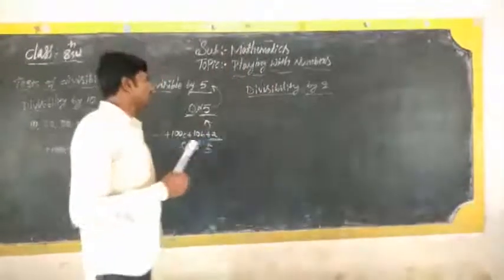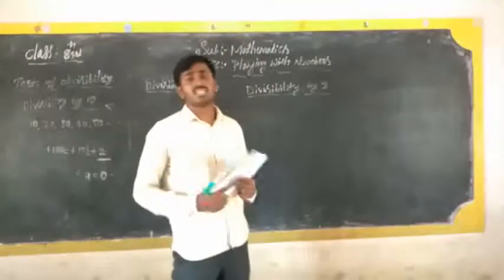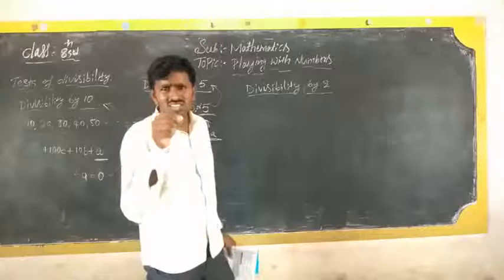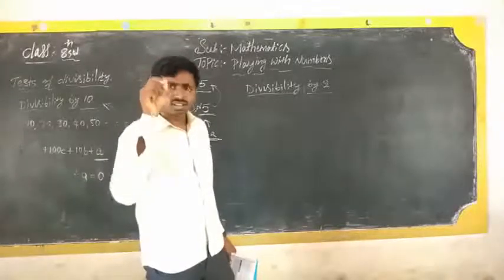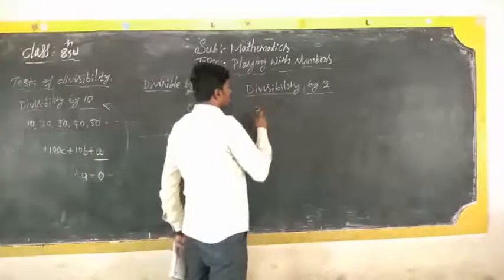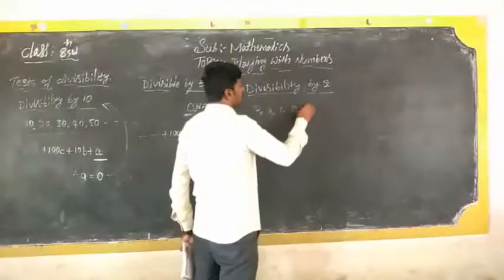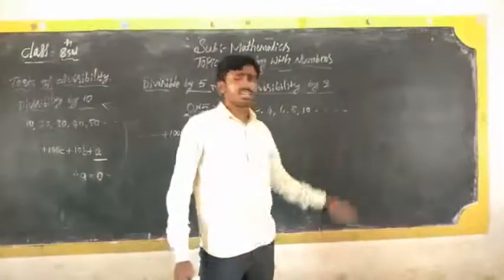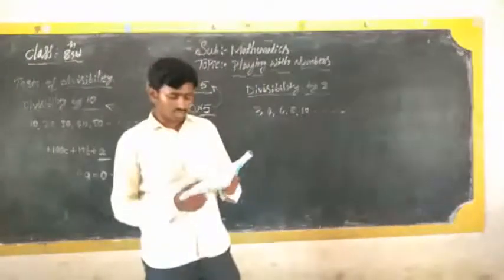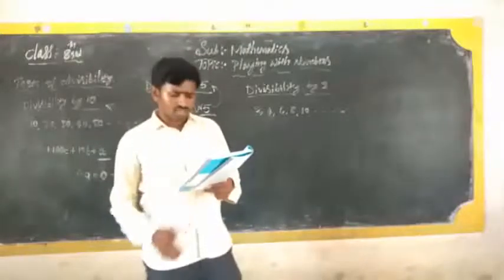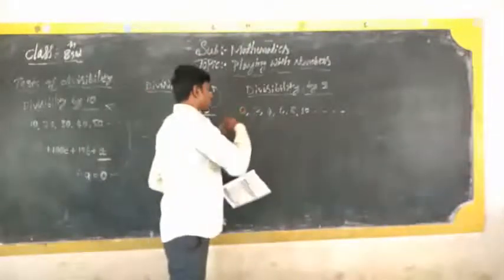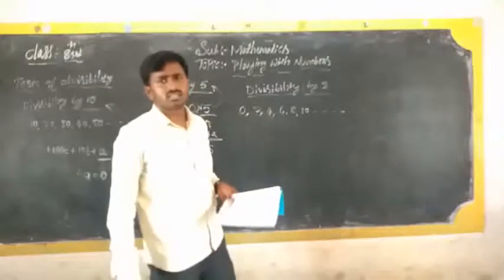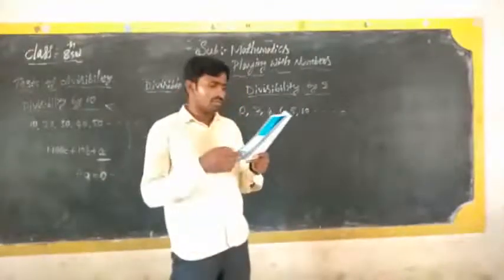The numbers which are divisible by 2 are all the even numbers. The last ones digit must be even. For example, 2, 4, 6, 8, 10, and so on. Understood that? So the last digit A must be 0, 2, 4, 6, 8, like that. Yes. So this is divisibility by 2.